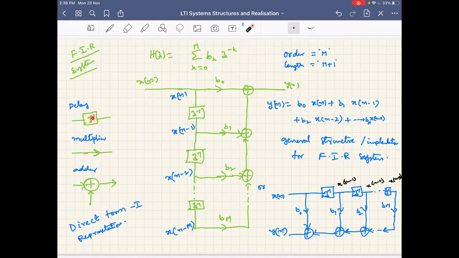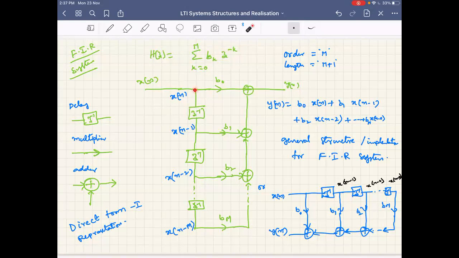Now, as we have seen, the primitive hardware elements that are required to realize any of the FIR systems are simply a delay element, a multiplier, and an adder, right? And here we are directly representing the structure from the form we have written. This is referred to as direct form. Thus this structure is written as the direct form 1 representation. We will see why 1 here.